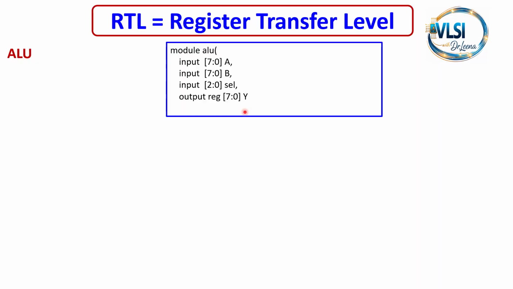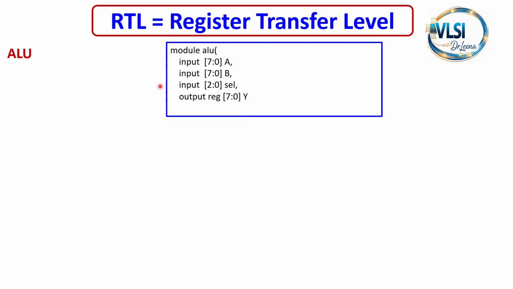Now the interesting part is the selection line. Since sel has 3 bits, it can represent 8 different values. That is 000, 001, 010, 011, 100, 101, 110 and 111. Each value tells the ALU which operation to perform. So think of sel as a command signal that instructs the ALU.